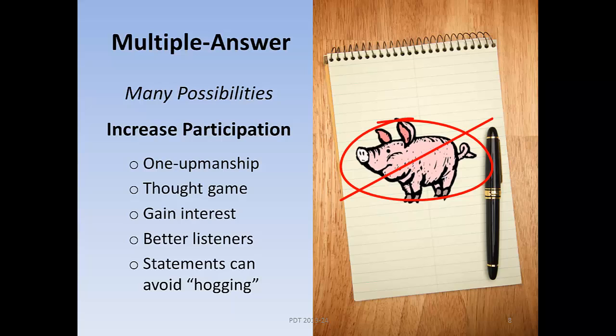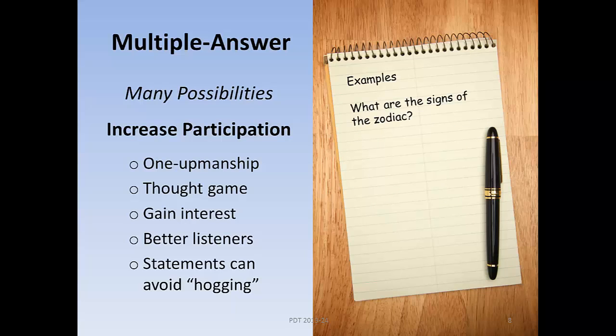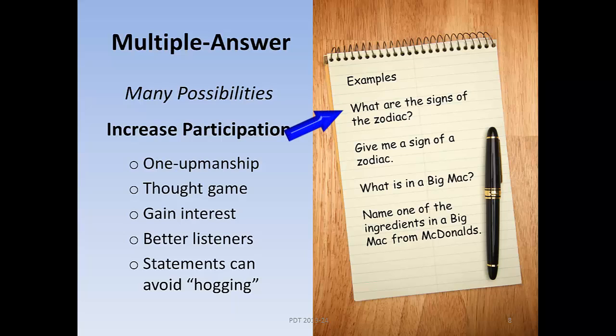Converting the question from one interrogative to a statement can sometimes help avoid answer hogs. Here you see two questions, given both as a general question and as a statement that seeks a single answer from the set. You may find using both together, question then statement, is a way to control class responses.